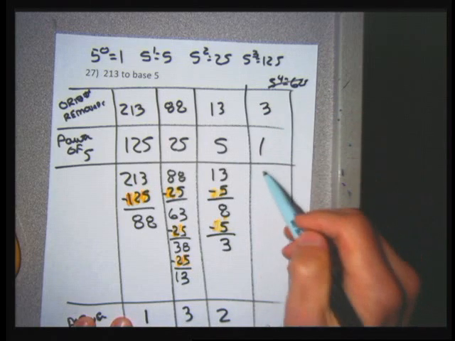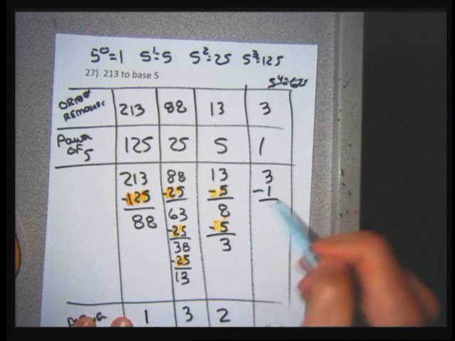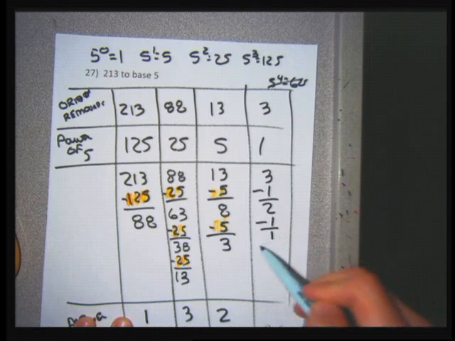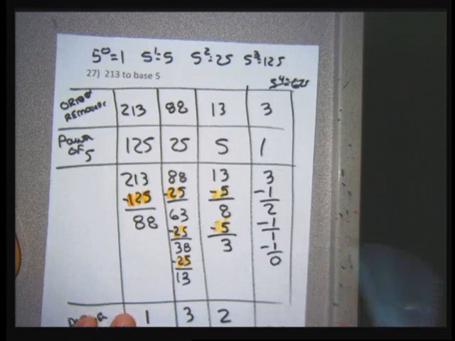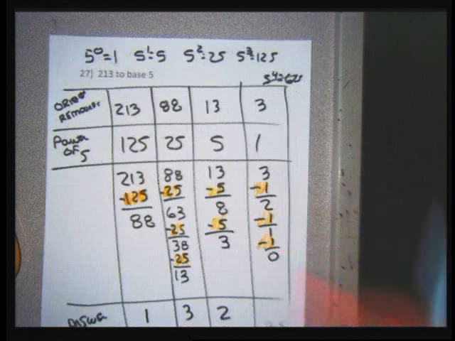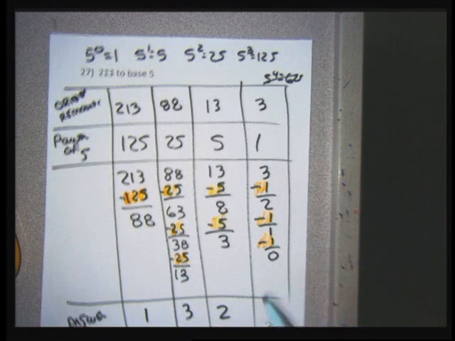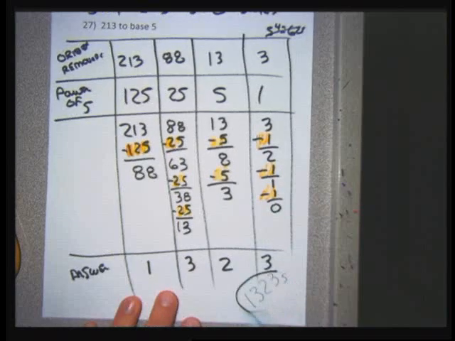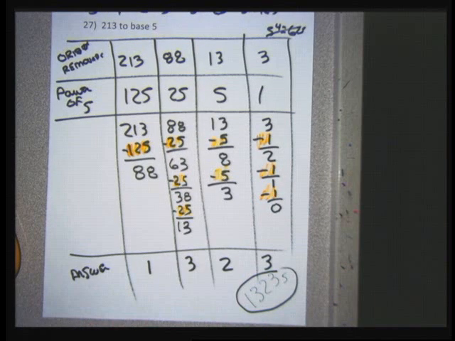Now it starts subtracting 1. 3 minus 1 is 2. 2 minus 1 is 1. 1 minus 1 is 0. I've used up all the powers of 5 and gotten to 0, so I'm basically done. At the bottom of this column, I'm going to put a 3 for the 3 times I could subtract, and my answer is going to be 1323 base 5.